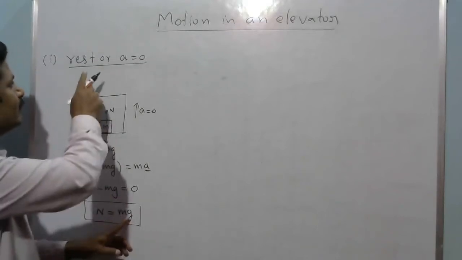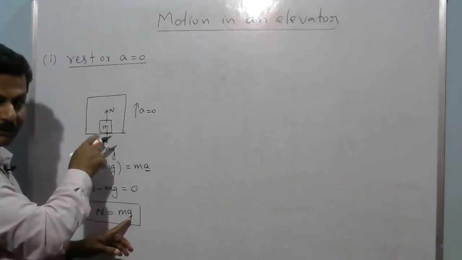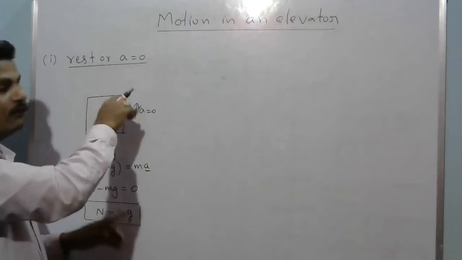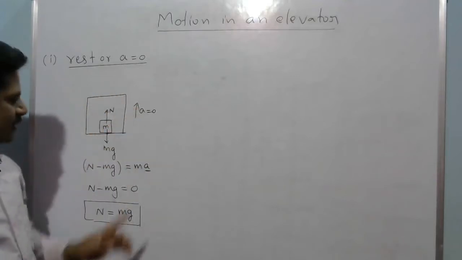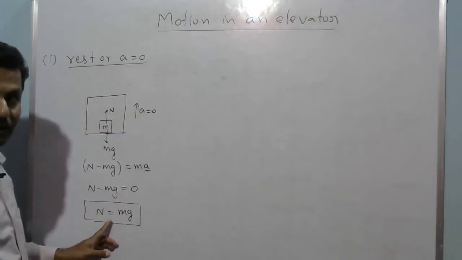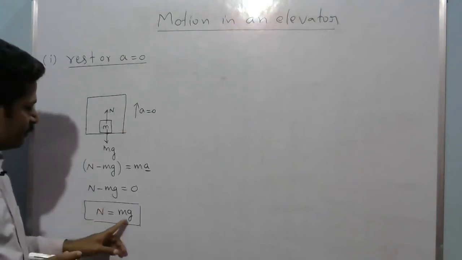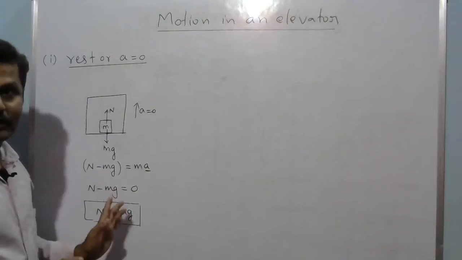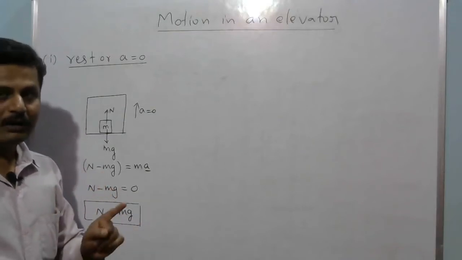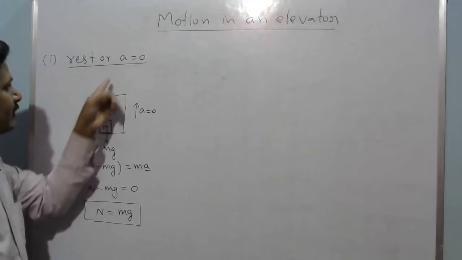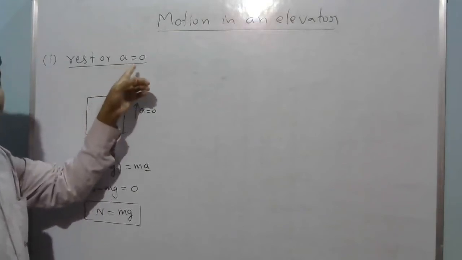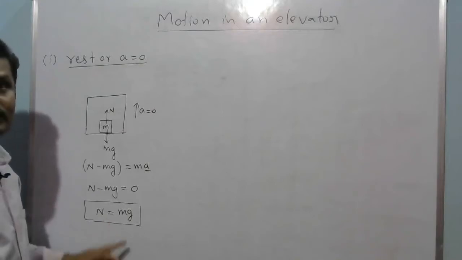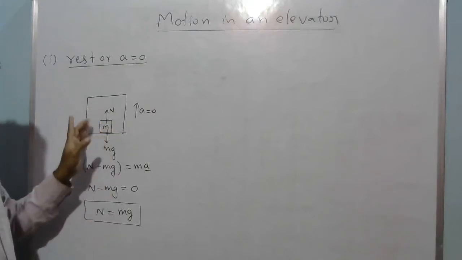That is, if the elevator is at rest or moving with uniform velocity, then the weight of the body, or apparent weight of the body, is equal to the actual weight of the body. There is no change in the weight of the body which is present inside the elevator.